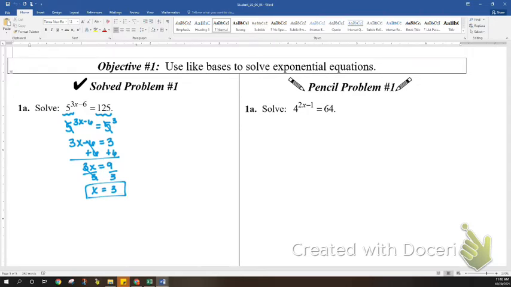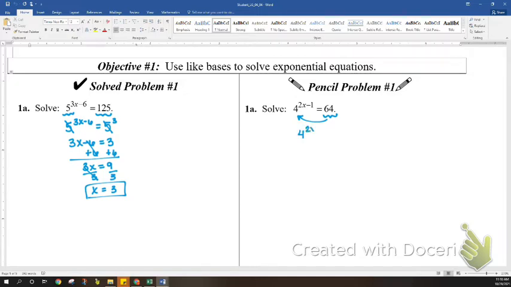All right, so try 1A, pencil problem 1A. If you want to pause this, you can try it and then check it. I'm going to go ahead and work it now. We needed to get like bases, and 64 will go down to a base of 4. Now, what would happen if it wouldn't go down to a base of 4? Then we'd see if 64 and 4 both go down to a base. They actually will. They'll both go down to a base of 2, but 64 also goes down to a base of 4, so I'm just going to do that.